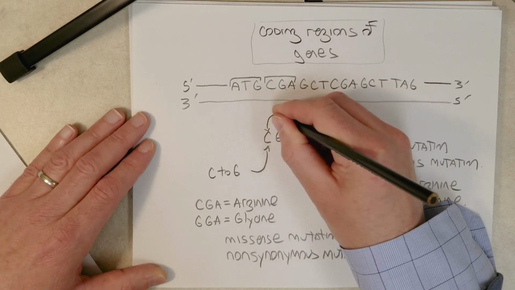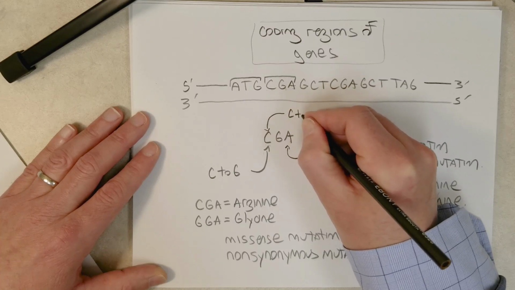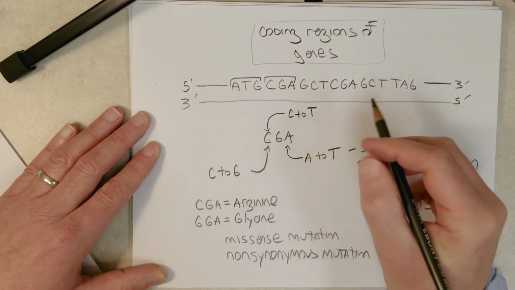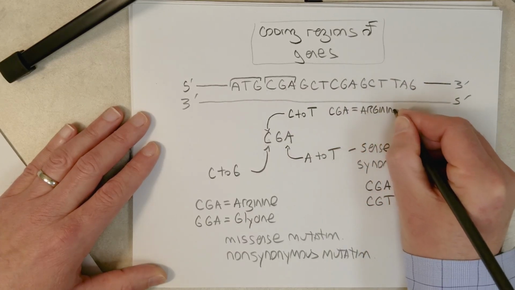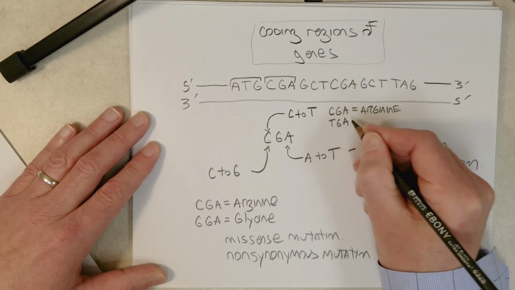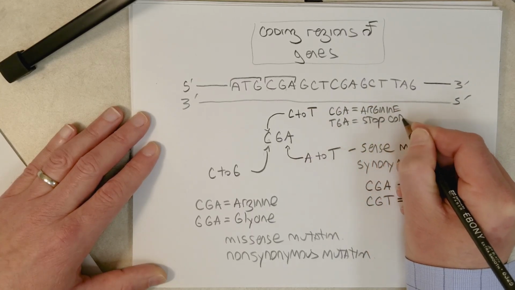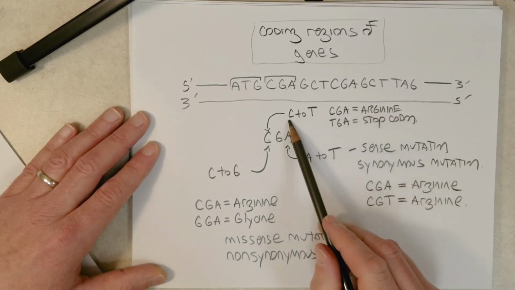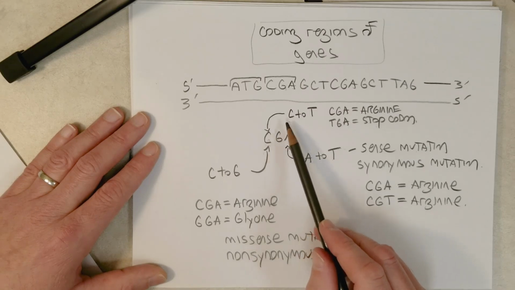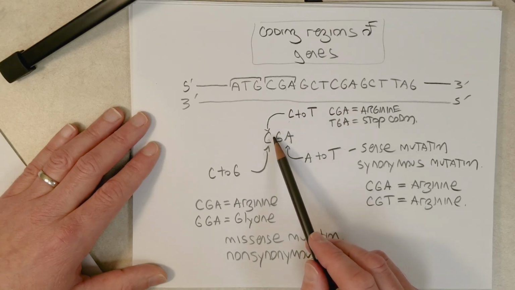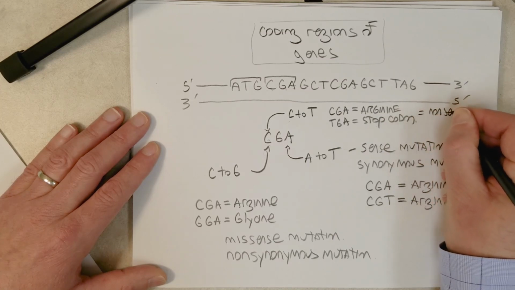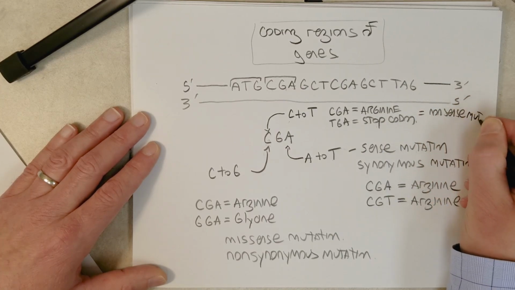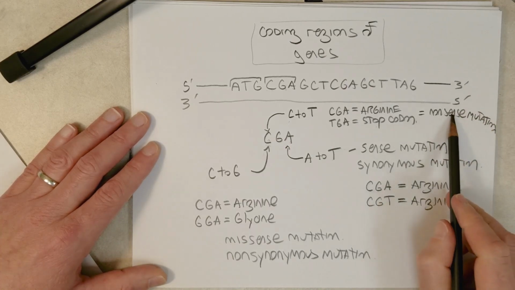So let's take this C right here, let's change that to a T. So a C to T mutation at this position. Well, we already said CGA codes for arginine. Now the mutated codon, TGA, that's a stop codon. So a point mutation in the coding region of a gene, a point mutation in a codon that changes the codon from coding for an amino acid to coding for a stop codon is a nonsense mutation.